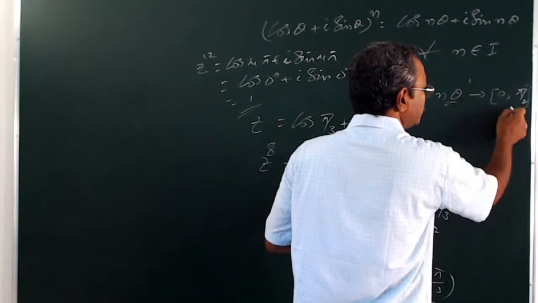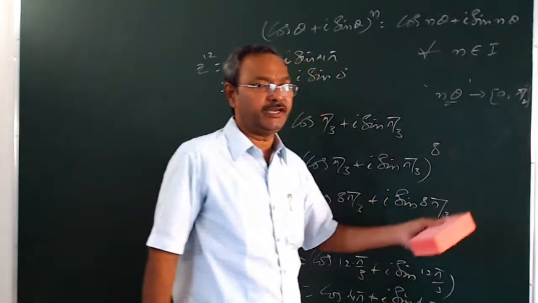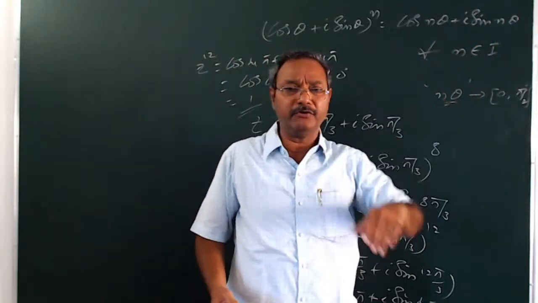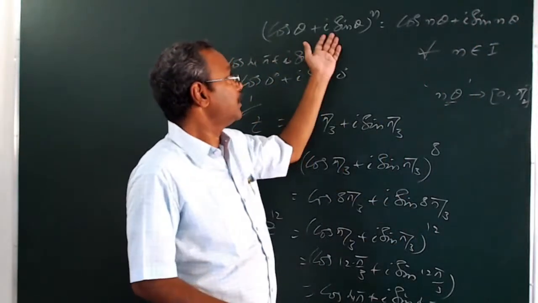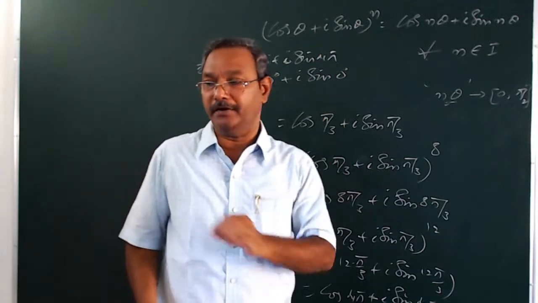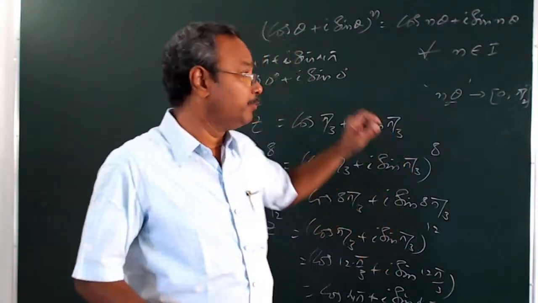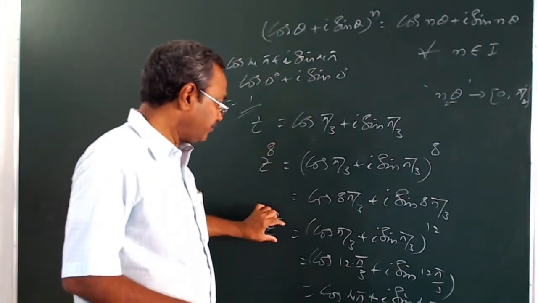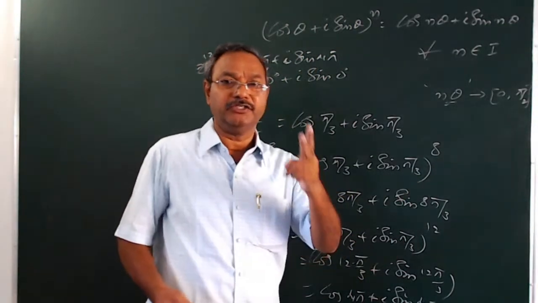Once you reduce this to this interval, you can easily write what is this cos n theta, what is this sin n theta, and you can replace those values, and you are going to get (cos theta plus i sin theta) to the power of n. So this De Moivre's theorem allows us to find the powers of complex numbers straight away in just 2 steps.